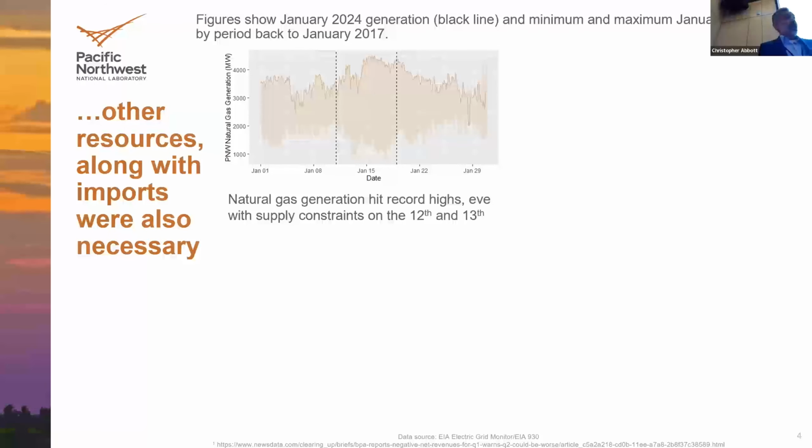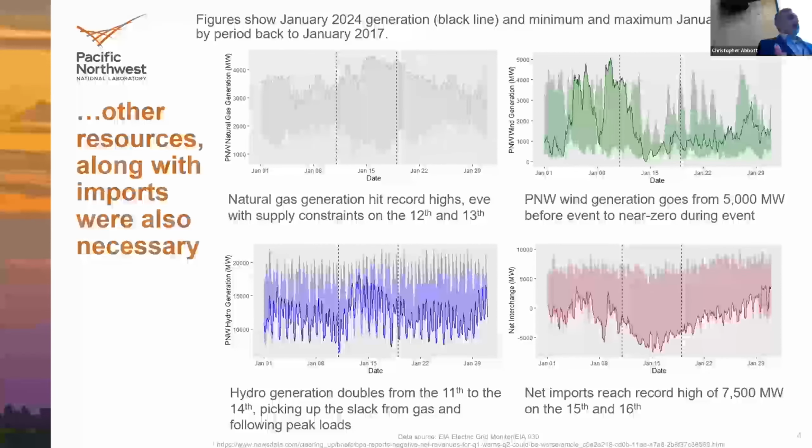And finally, what we see is the interchange, right? The role of transmission and the interchange, and if you see the figure on the right, it's north to south. That's how you should read it. So when it's negative, there are imports happening from south to north, right? From California and other places into the Northwest, which is typically the opposite in most times of the year. So all of these things helped in combination for the system to be able to ride through this event, right?